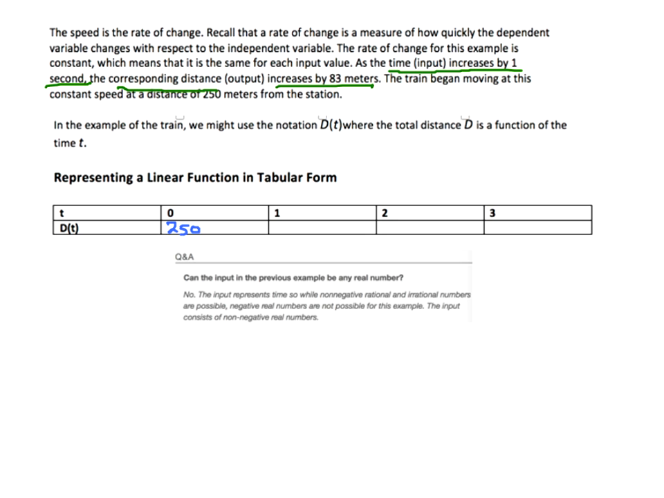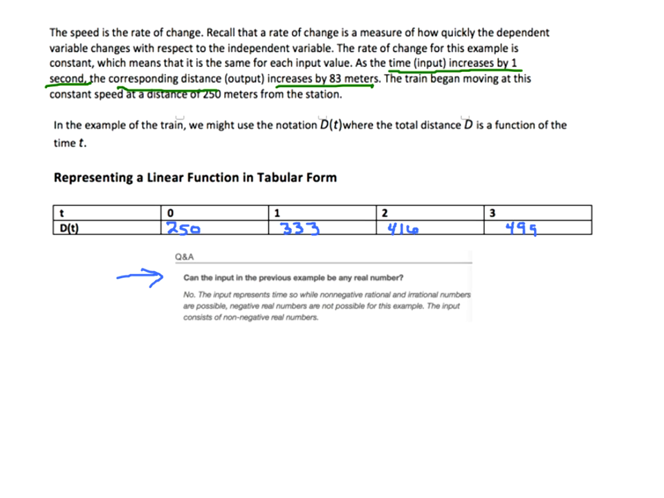So let's see, 250 plus 83. One second later, I'm 333 meters away from the station. Another second later, so plus 83, I'm 416 meters away. And then another second later, I'm 499 meters away. That's fast traveling.